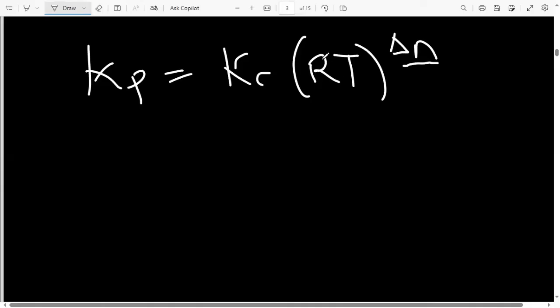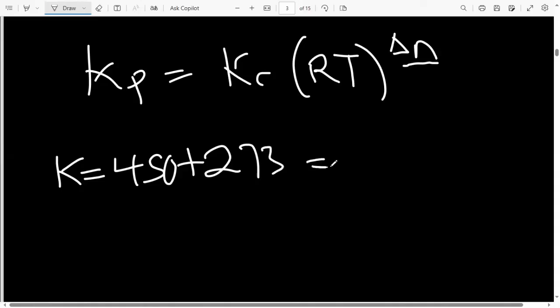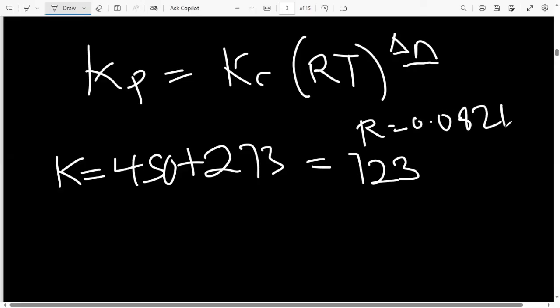This one here is the constant value. We know that the gas constant is just 0.0821. The temperature we have been given in degrees, so we have to change it into kelvins, right? Kelvins is just the same temperature that you have plus 273. Remember this formula. If I add them, I'm going to get 723. So this is my temperature. And then my R, we said it is 0.0821. The change in n, we said it is 1. And our Kc, we were given as 0.04.